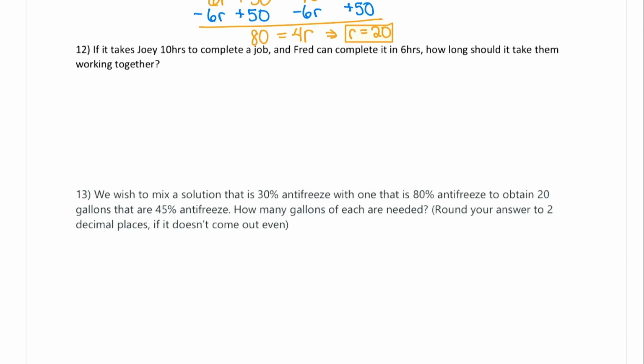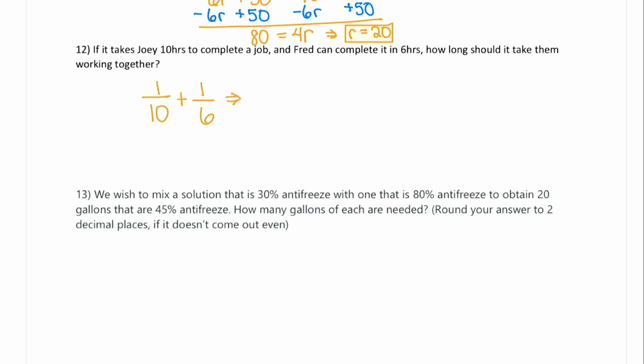Let's work through a mixed rate problem. So it takes Joey 10 hours to complete a job, so his rate is going to be one job for every 10 hours. Fred can complete the same job in 6 hours. So what we're going to do is add those together.